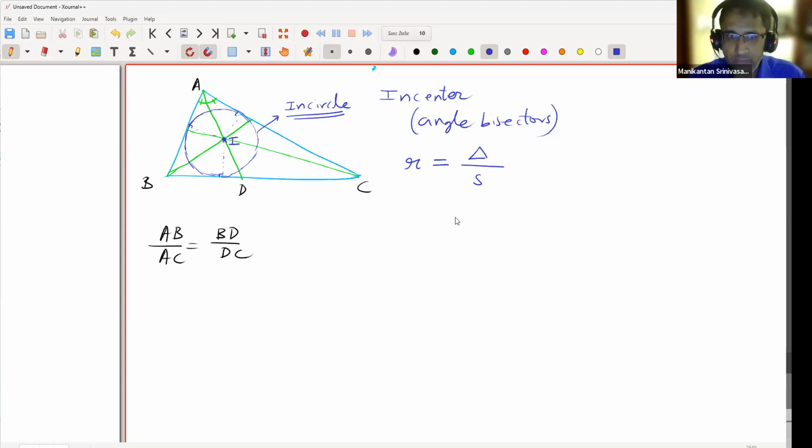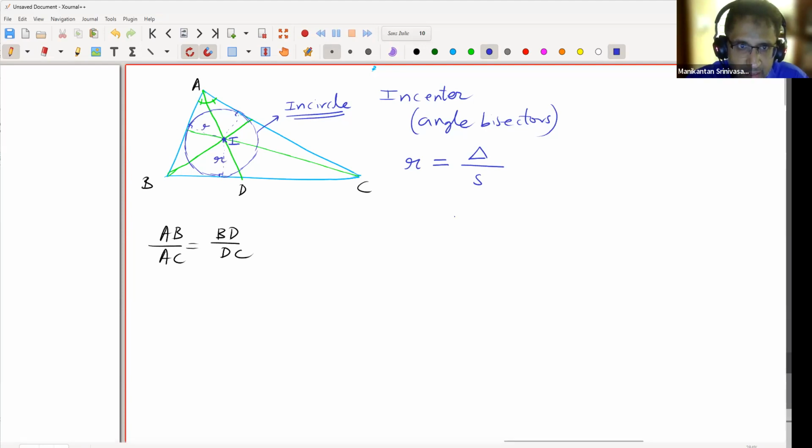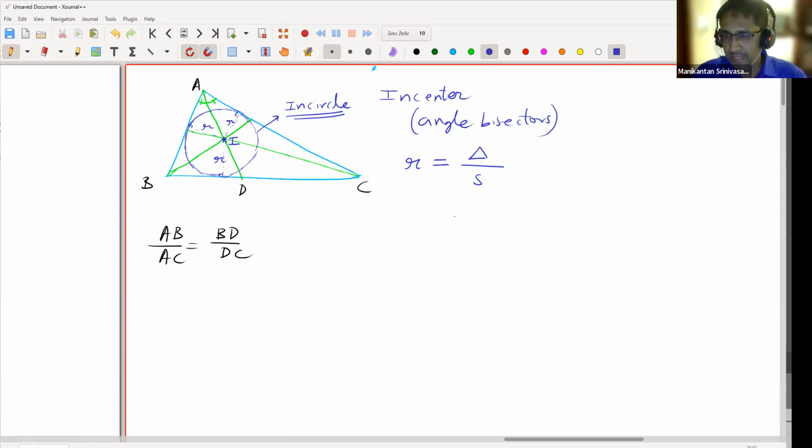Okay. Now, where was I? I was saying this radius R, which will be the same length here, here, and here, this perpendicular distance, right? That's the radius, through which I can draw this incircle. Now, that radius is delta by S.